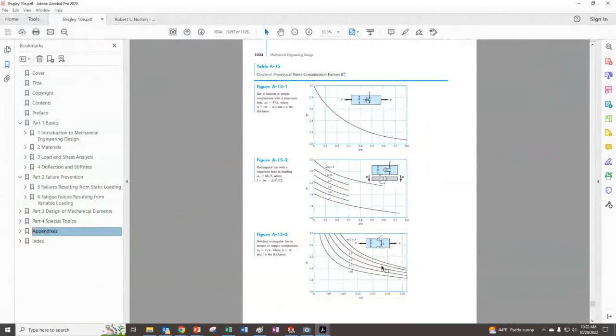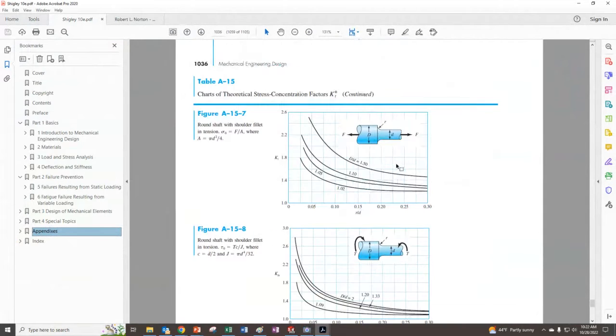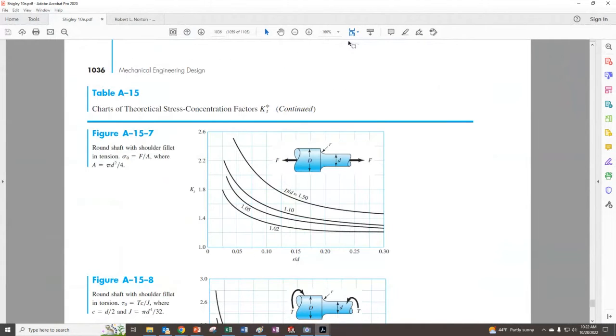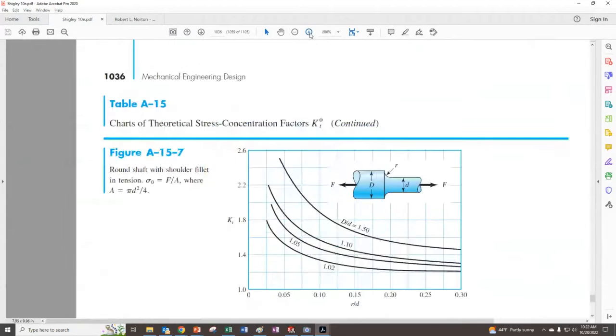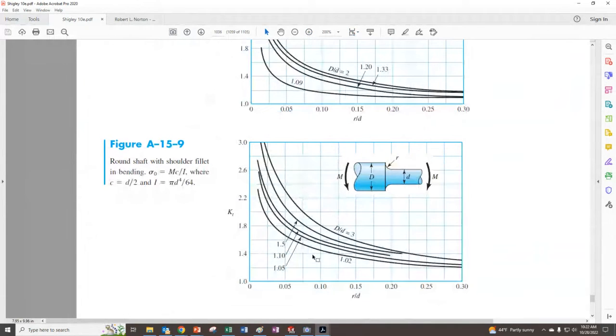That's good news. But for the fillet, what we will use is this table right here. I don't think we've done stuff with this table yet. Maybe I can't recall a problem where we did. So let's take a look at the bending moment.